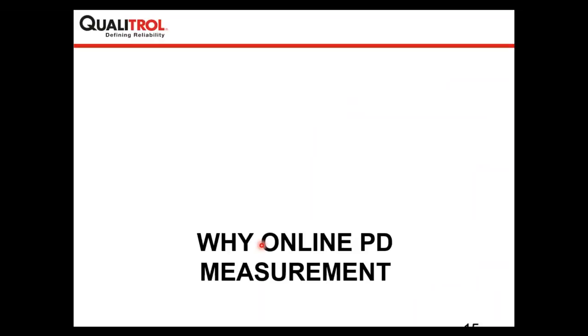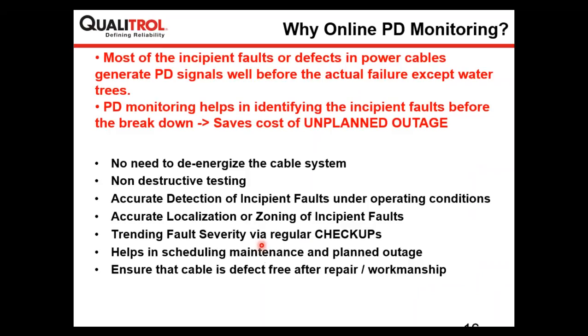So now a little bit of argument about online partial discharge measurement and the importance of performing it. Most of the defects in the cable insulation are due to bad workmanship, and most of these defects give partial discharges. If you are monitoring partial discharges regularly or continuously, you will be able to detect, and in the best case accurately locate, partial discharge along the length of the power cable. If you detect partial discharge well before time, you can go for a planned outage, and it will save a lot of the cost of unplanned outage.